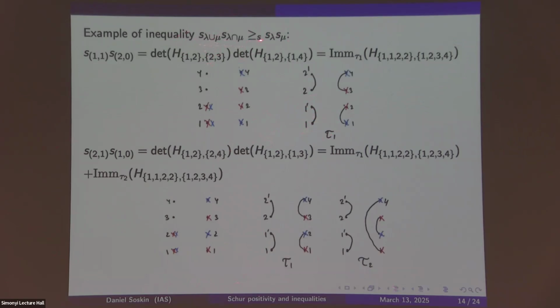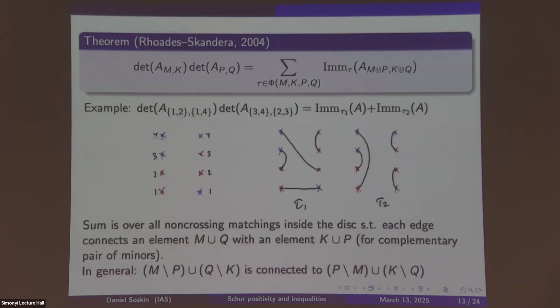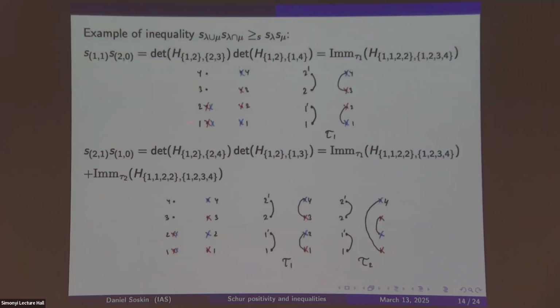Let's look at an inequality where we have a product of union, intersection and just two Schur functions. So let's take lambda to be partition 1, 1 and mu to be partition 2, 0. According to the Jacobi-Trudi formula, we can write it as a product of determinants of submatrices of the Jacobi-Trudi matrix. And using that theorem by Skandera and Rhoades, we can write it in terms of immanants.